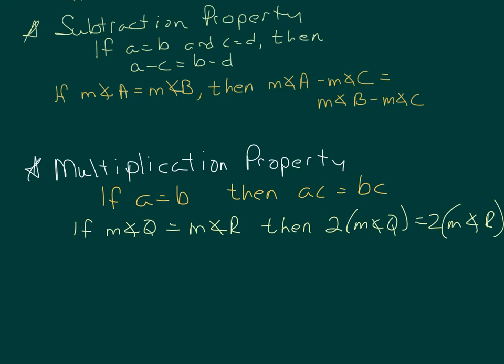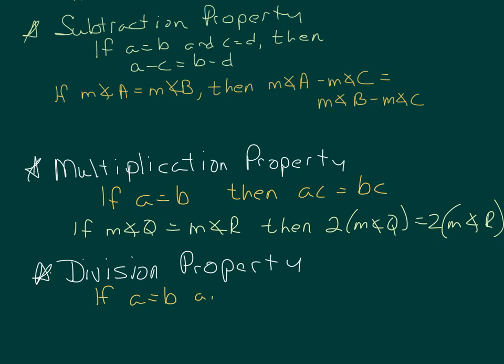And then we have the division property. If A equals B and C is not equal to 0, then we can say that A over C equals B over C. We can divide both sides by the same thing, as long as we are not dividing by 0.